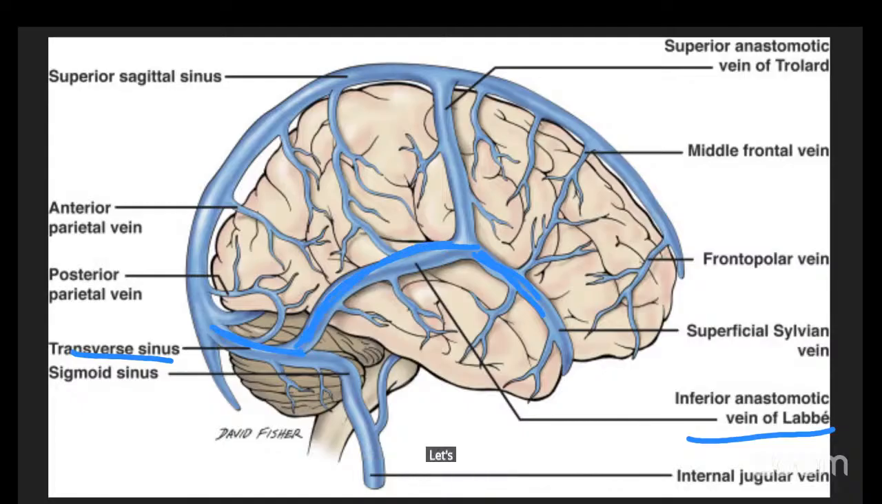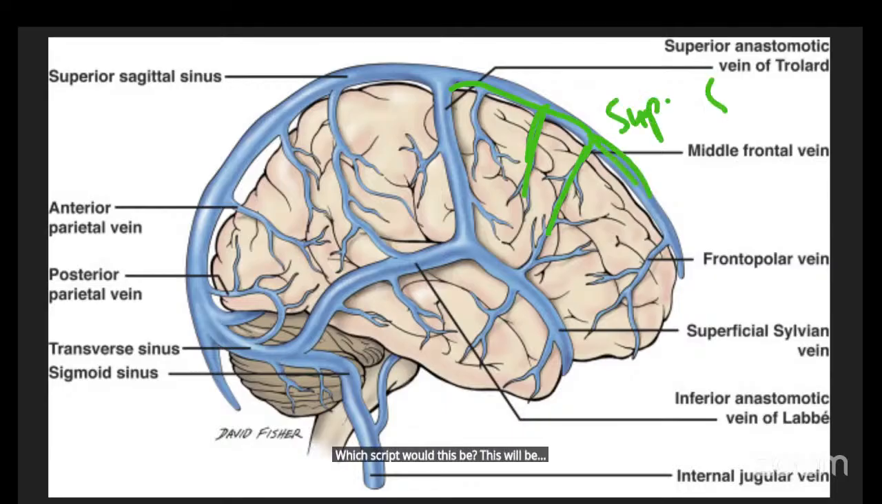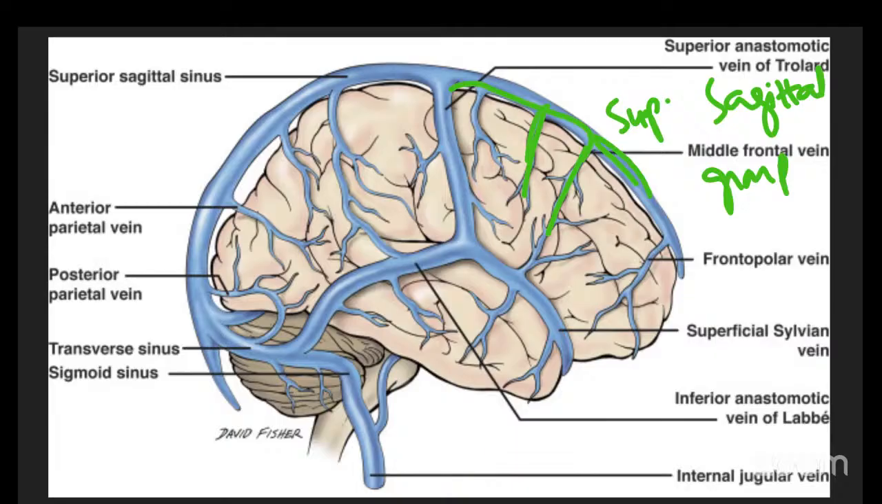Let's color code all of this now. Clear all of this. So we have this green thing. Which group would this be? This will be superior sagittal group, right? Are we all clear? Yes. Okay.